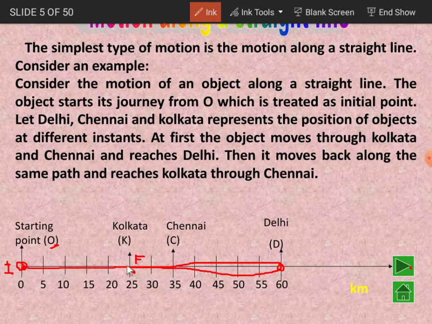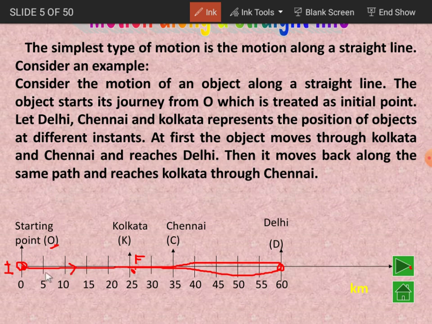So your total path length will be the total length of the path moved by the object from the initial position to the final position. Got it? This is a scalar quantity. There is no direction at all in the case of distance. But in the displacement, we need to take this initial and the final here. The displacement is the shortest distance drawn from initial to final, not from final to initial. It should be from initial to final. So its displacement will be a vector quantity.